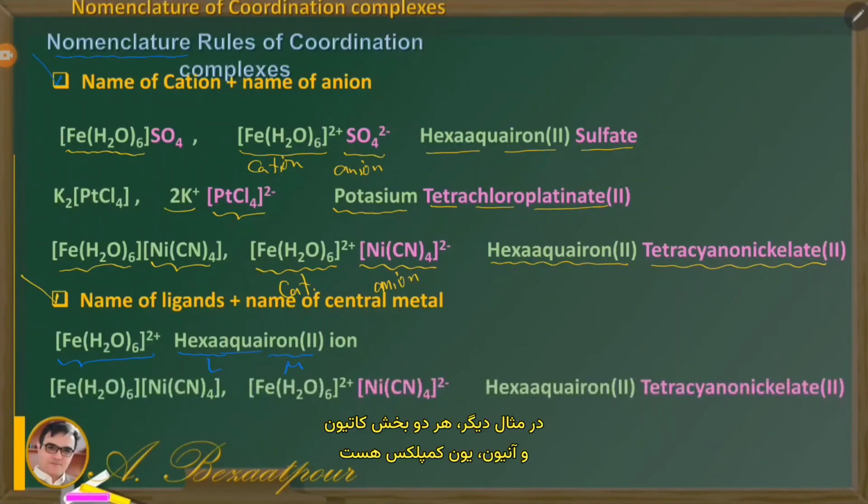In the other example, both the cation and anion parts are ion complexes. Therefore, we must observe both the first rule and the second rule at the same time. In the cation complex, hexaaqua, the ligand name, and iron(II), and in the anionic complex, tetracyano, the ligand name, and nickelate(II) as the metal name.